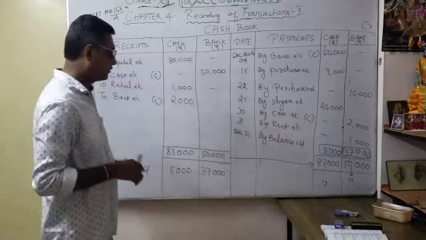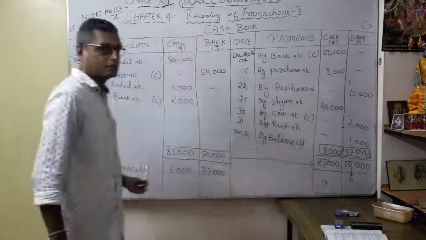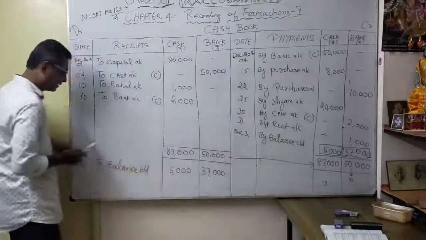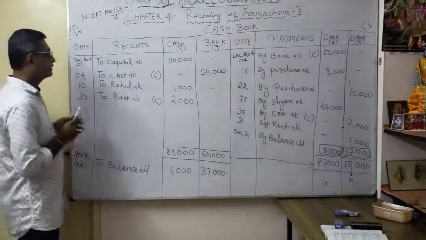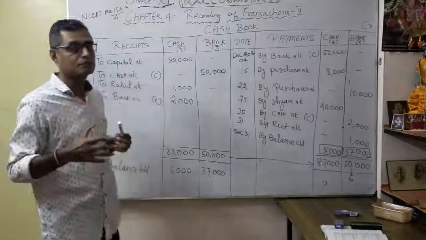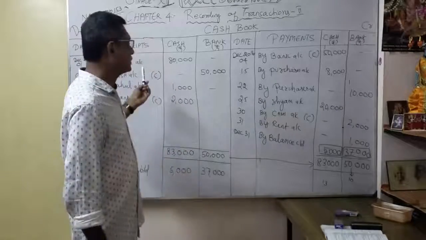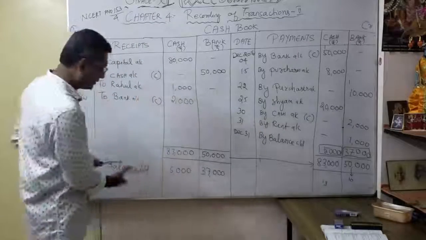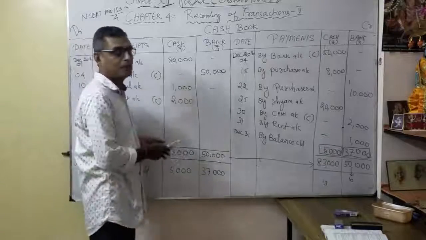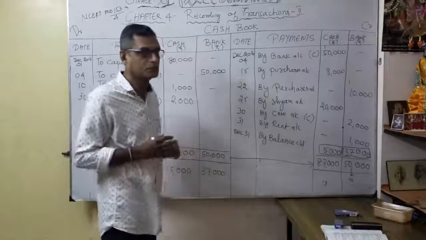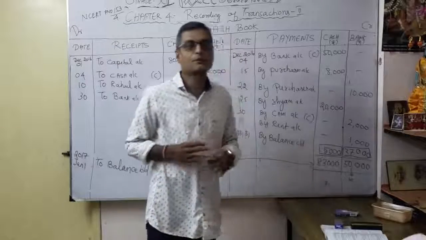Understood. That's what you always have to carry over to the next month. So this is the opening balance for January 2017. Okay, so what will happen? We started business only in December, so here there is no question of opening balance. But as of January, what is the opening balance of cash? 5,000. What is our bank balance? 37,000. You understood how you do it in a double column cash book.